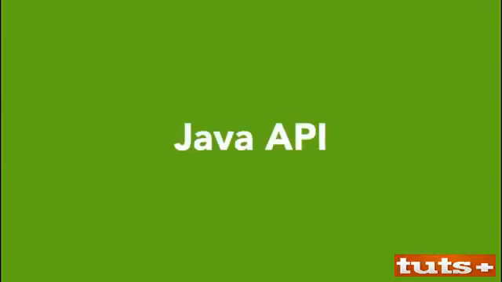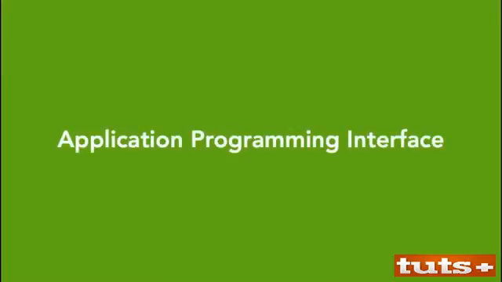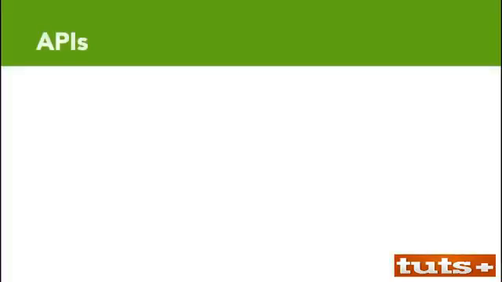I'm sure you've heard the term API before. So let's review the Java API. API stands for Application Programming Interface. I want to make sure you understand that the term API is not specific to Java. You'll find APIs for Android when you're trying to write an app for your Android phone, Python, and almost all languages have their own API.